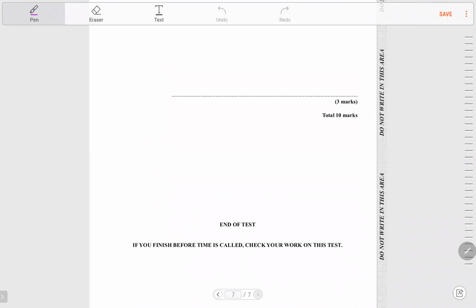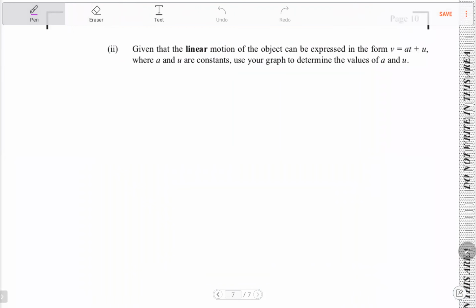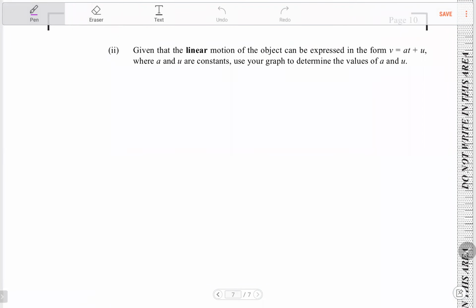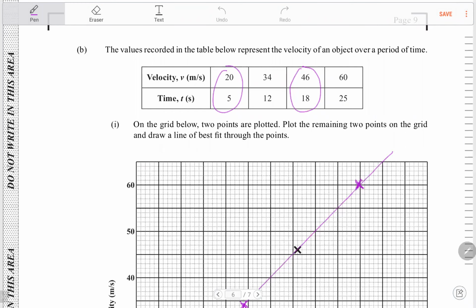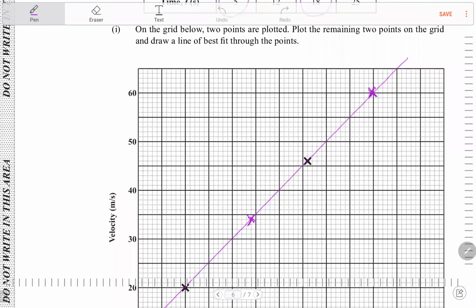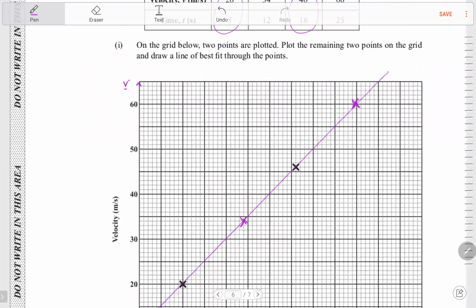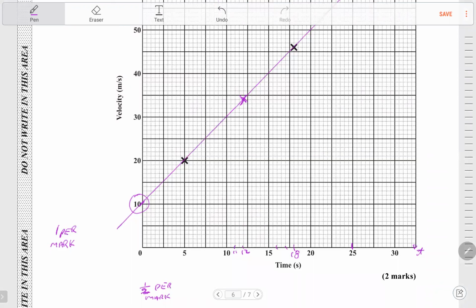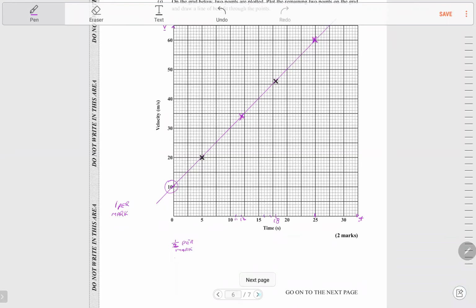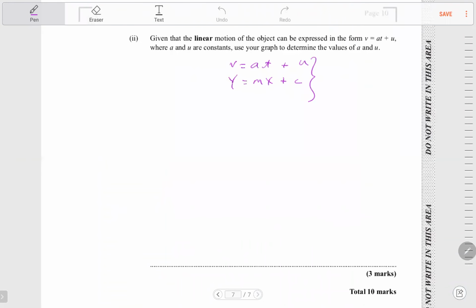Alright, so on the next page it says, given that the linear motion, because we get a straight line, the linear motion of the object can be expressed in the form V equals AT plus U. So this is just like saying Y equals MX plus C, because on the graph that we have over here, the Y axis is V, and the time axis, the horizontal axis, is T. And we get a straight line graph. So instead of a Y and an X, we have a V and a T right here.